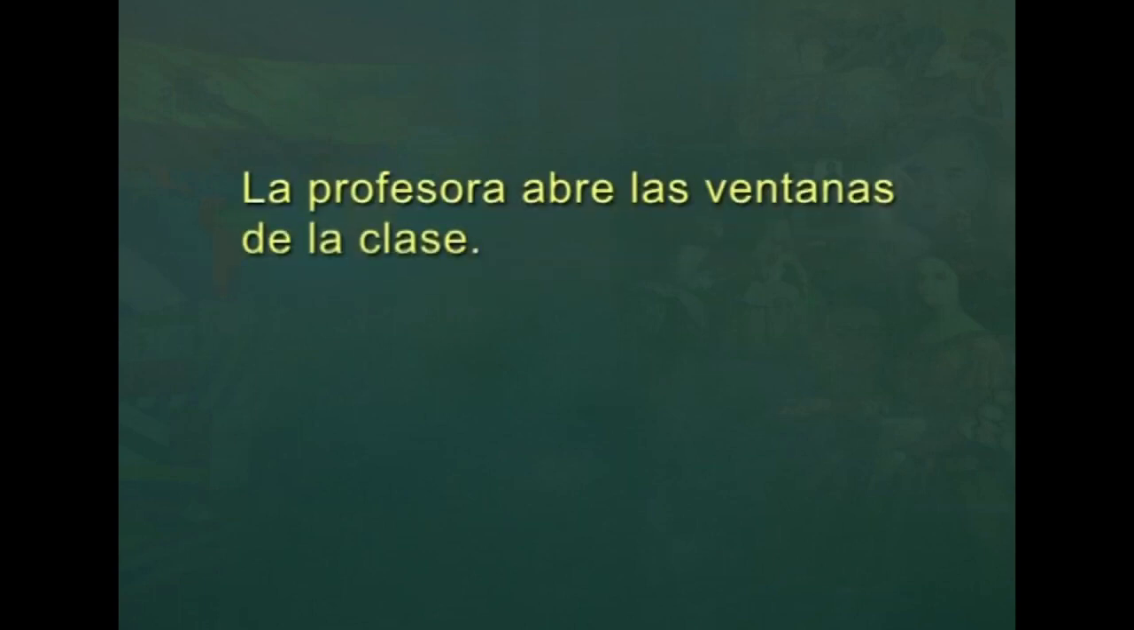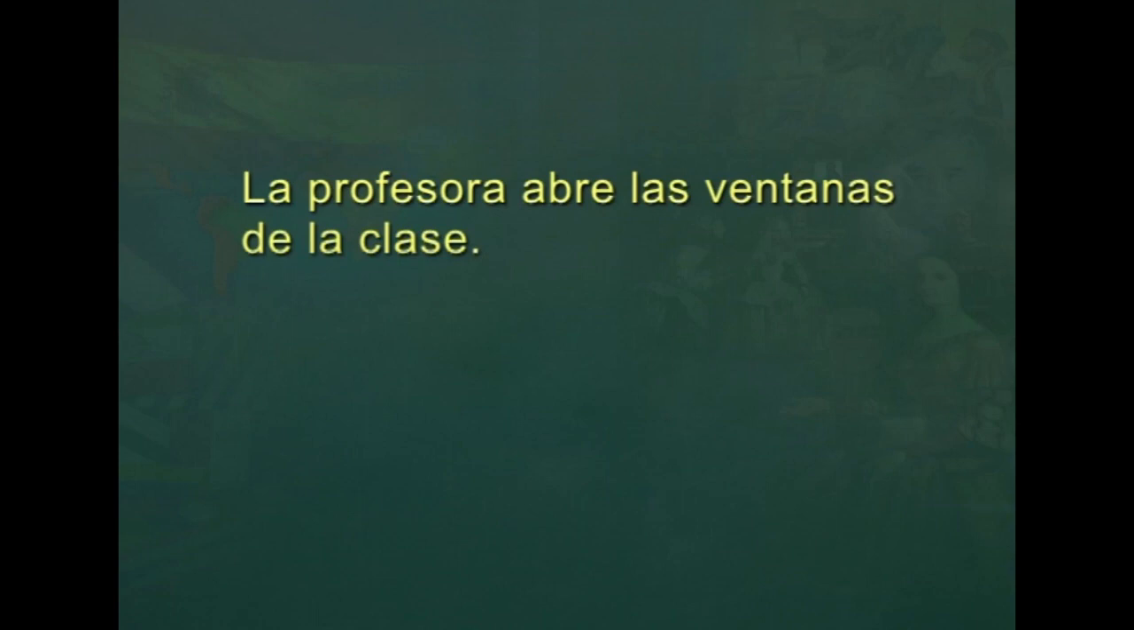Next sentence is la profesora abre las ventanas de la clase. Yes, la profesora abre las ventanas de la clase. Abrir is to open, and the word la profesora is teacher or professor. Third person singular subject.